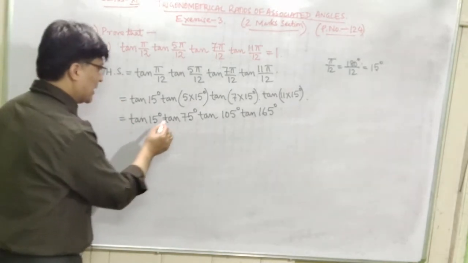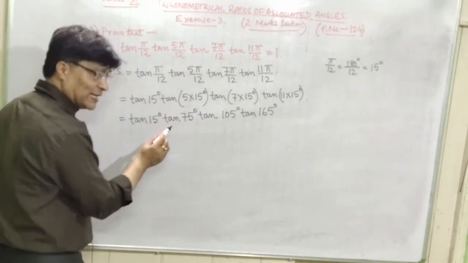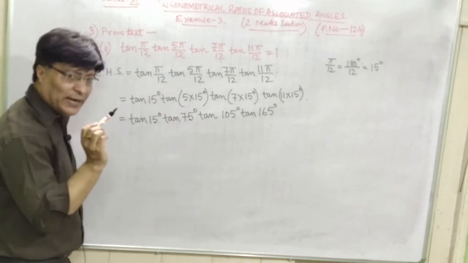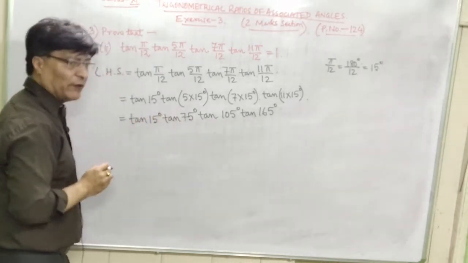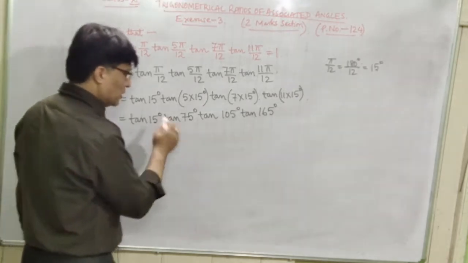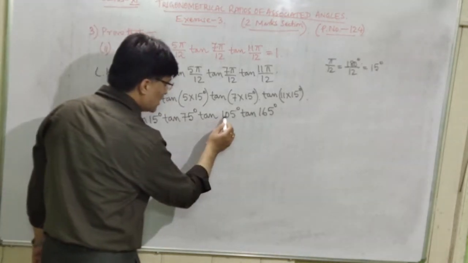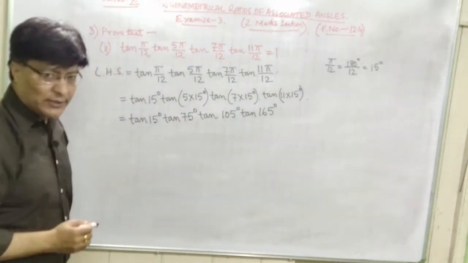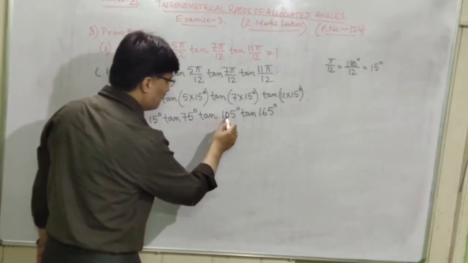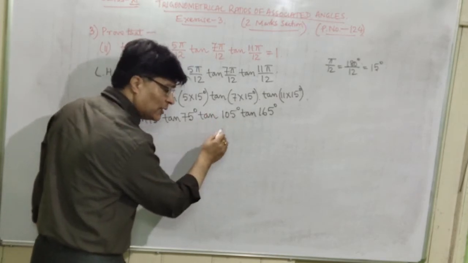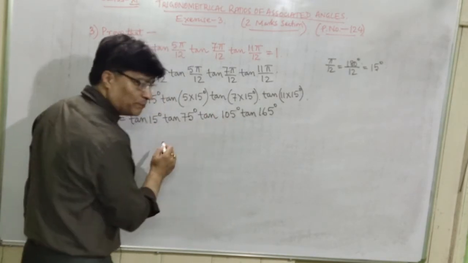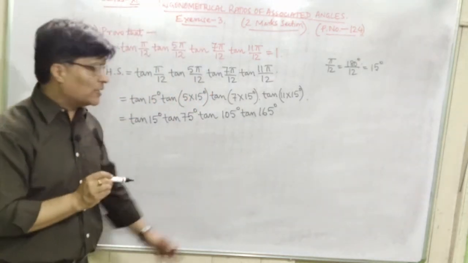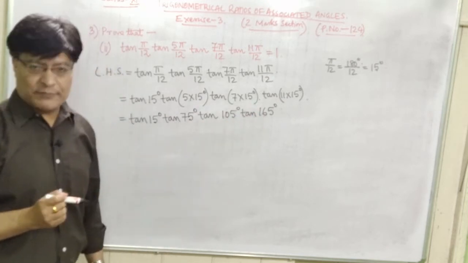Okay, now you know that 75 plus 15 is 90 degree. So you can convert this 75 degree in terms of 15 by writing 90 minus 15. Here also this is 105 degree, this is 165 degree. If you add them, you will get 270 degree. But this 105 degree can be written in terms of 15 degree, that is by writing 90 plus 15, and this 165 degree also can be written in terms of 15 degree, that is 180 degree minus 15 degree.